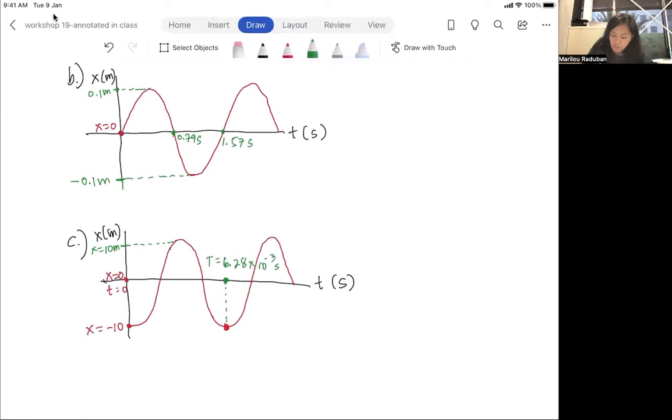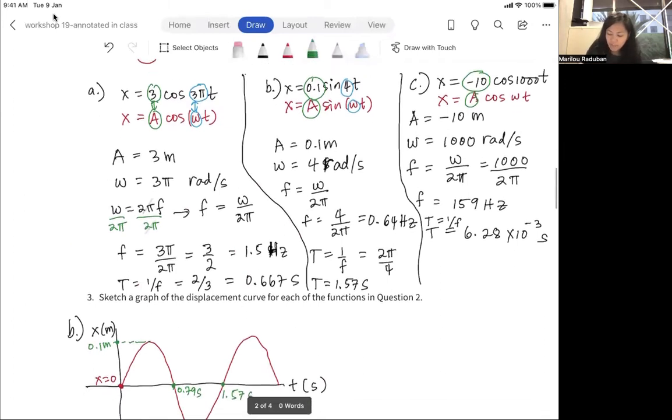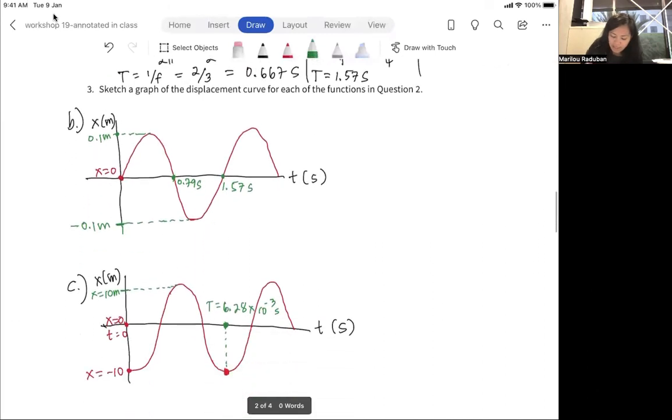So for question C, this is the complete graph. You have a sinusoidal function, but it starts from x is equal to -10, because that's what the equation is telling us. X is equal to -10. The amplitude should be -10. And then the period should be 6.28 times 10 to the -3 seconds.